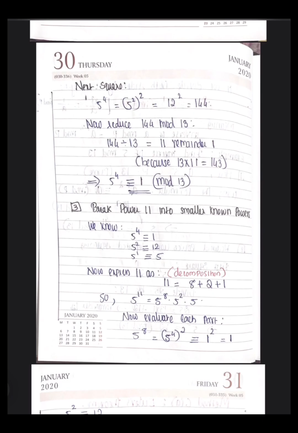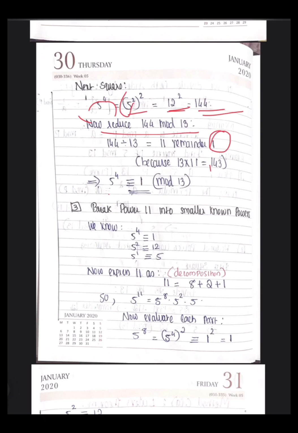5 squared, the whole square, that is 5 raised to 4. In the previous step we found that 5 squared is congruent to 12. Therefore, substituting the 5 squared value, that is 12 the whole square, the value becomes 144. Now reduce 144 mod 13. 144 divided by 13 leaves remainder 1. So 5 raised to 4 is congruent to 1 mod 13.